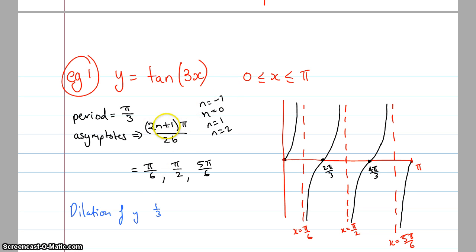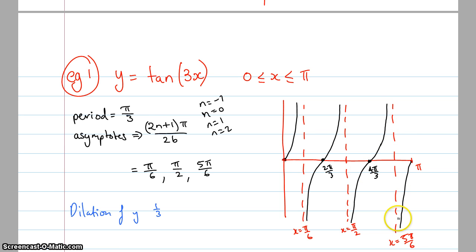Now when n is 0 I get 1 pi times 2b, and b is 3, so I get pi over 6. I sub in the other values, or just these two values, because I'm just going between 0 and pi, and I get pi on 6, pi on 2, 5 pi on 6. So I'm going to sketch those asymptotes first: pi on 6, pi on 2, and 5 pi on 6.